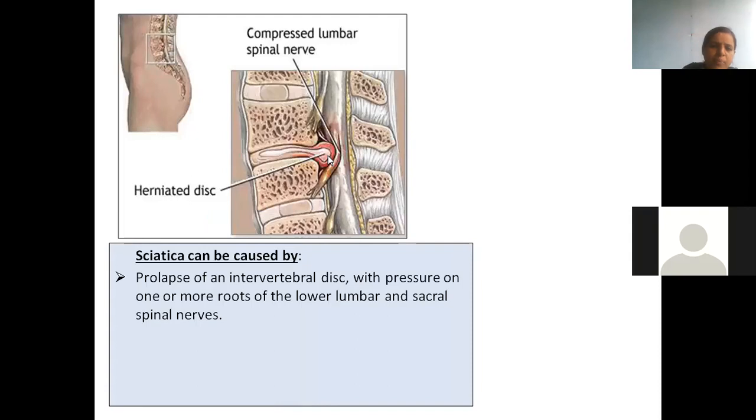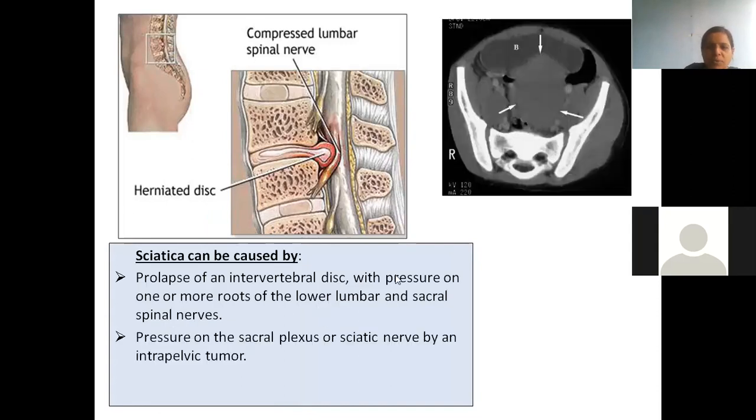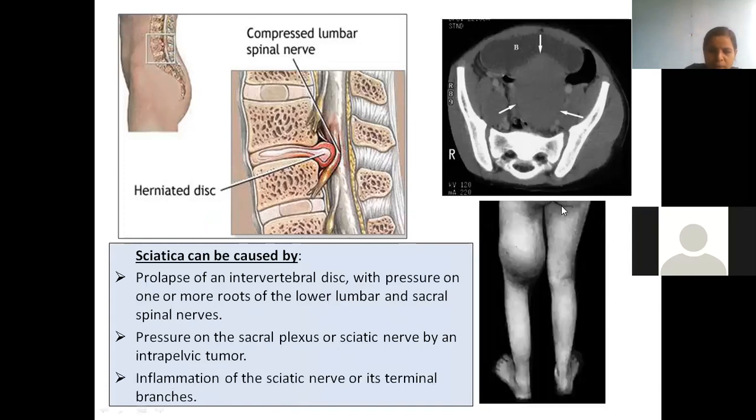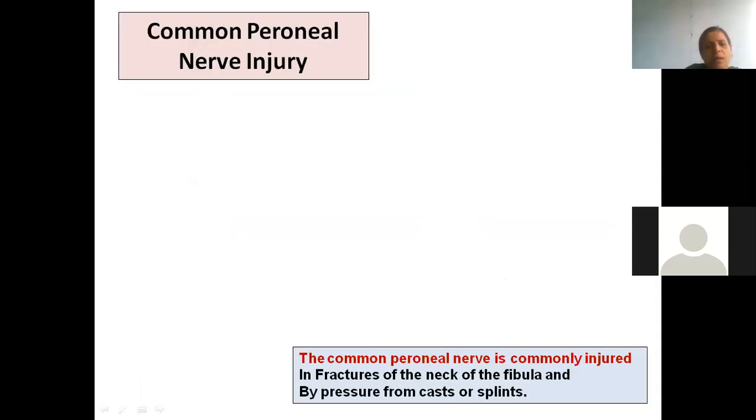So the sciatic nerve may be compressed due to many reasons. One of the reasons is prolapse of an intervertebral disc, which can be diagnosed by MRI and X-rays. Okay, so you will see a lot of pain along the distribution. Sometimes the sciatic nerve may also be inflamed at its terminal branches. This is the typical picture where you are finding inflammation.